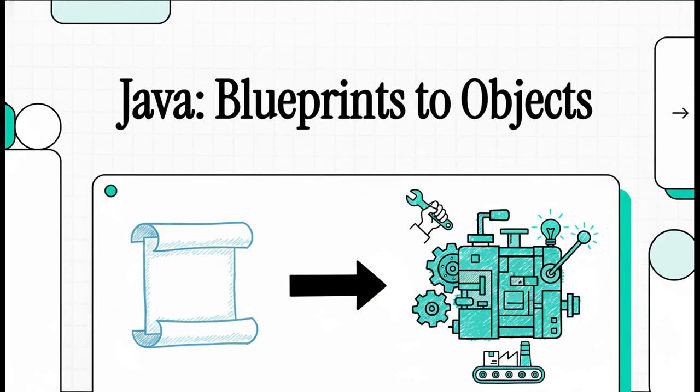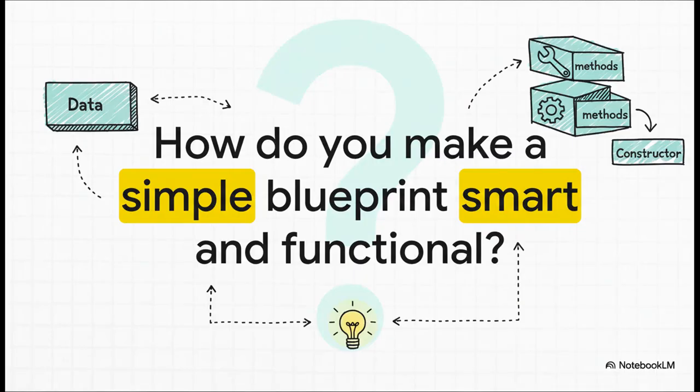Hey everyone, today we're going to do something really cool. We're going to take a simple piece of Java code, basically just a blueprint, and step by step we're going to turn it into a smart, self-sufficient object. Let's get into it.